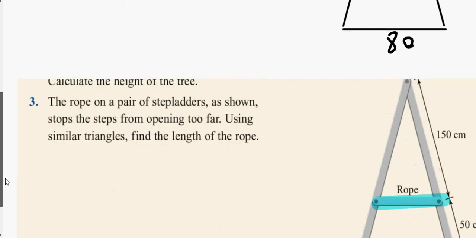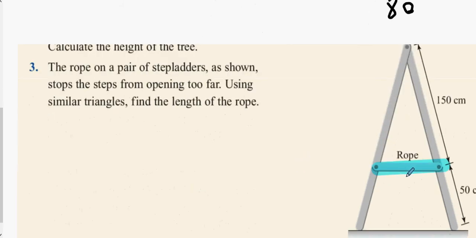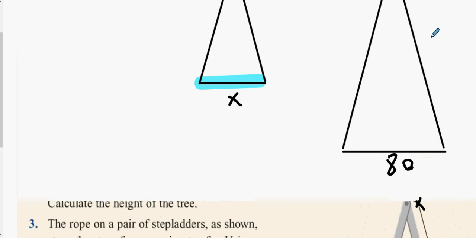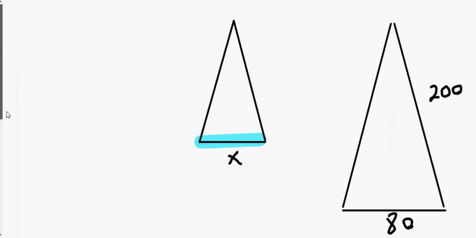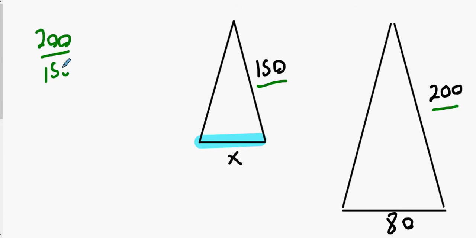They're similar triangles because these two are parallel. The rope goes straight across and the ground goes straight across. It's 200 centimeters from here to here, so it's 200 centimeters for that angle there. And the smaller one, it's 150. The 200 corresponds to 150. So we divide 200 by 150 and we get 4 over 3. This means the large triangle is 4 over 3 times bigger than the smaller triangle.